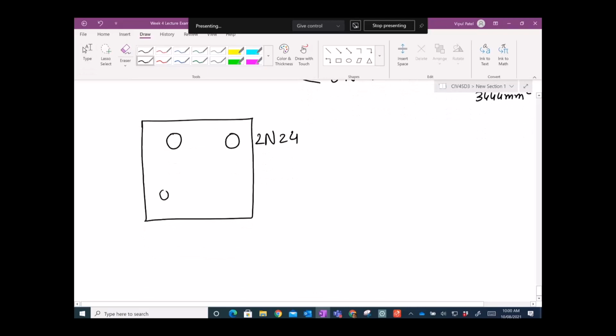So we can't use 8 bars in the one go, so we can use 4 bars, and then we use spacer bars, and we can use another 4 at the top, so it will become 8 N24. Okay, so that's the answers now.